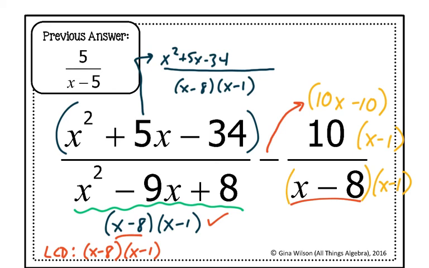Thanks. All right, now I do need to distribute this negative here, right? So this is going to be a minus 10x. Careful with subtraction. Plus 10.